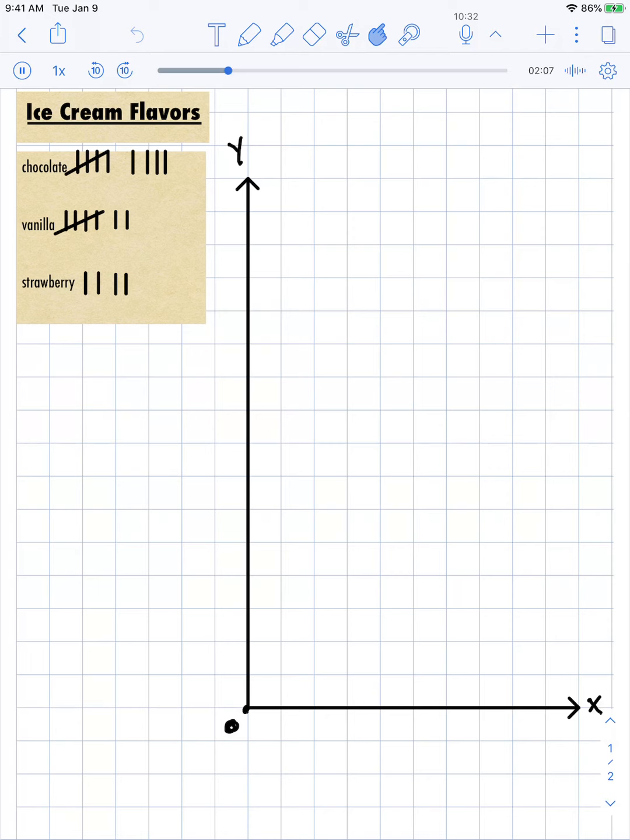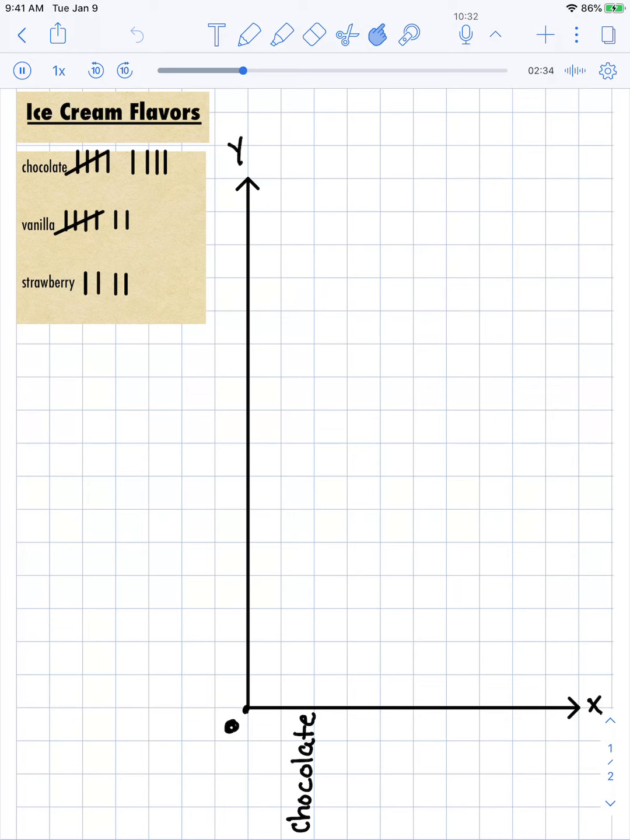Okay? So the next thing I need to think about are my flavors of ice cream that I asked people about. So across the bottom of my x-axis, I'm going to write these names. And you do write them sideways because there really is not enough room. So I'm going to write chocolate. And I do like to print. It's a little bit easier to read.